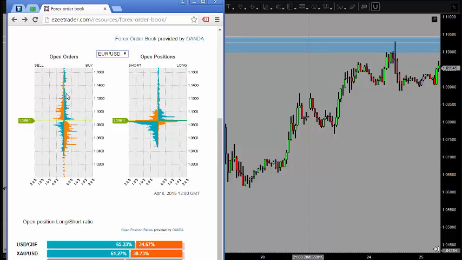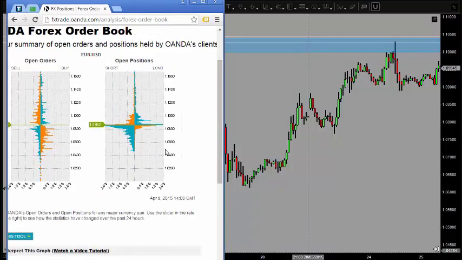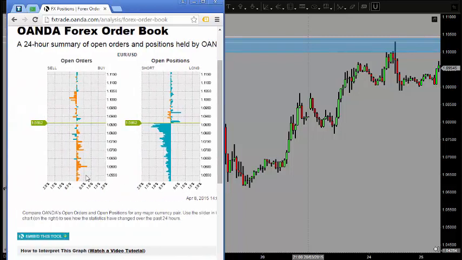So there may be stops, they may be limits, but they're orders, open orders. Now this is only one provider, and it's provided by Oanda. If you click on the link itself, we can go through a little more detail and see the net positions. So it's Euro Dollar, looking at the net positions, and we're going to zoom in a little here so we can see more detail.